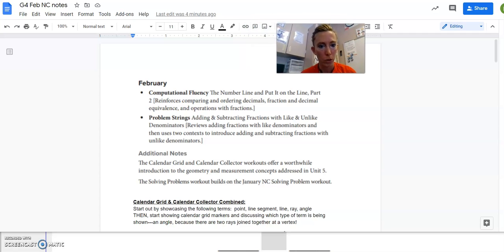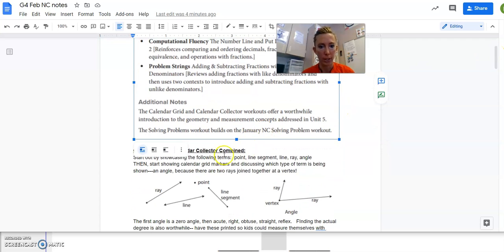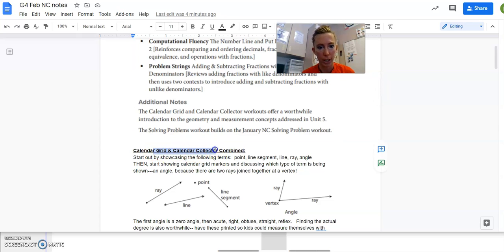All right, February number corner. Here's Bridges' ideas, heavy hitters right here. They would say, and additional notes. After looking through all of February and knowing what we're doing in the classroom, I would actually focus on the calendar grid and the calendar collector. I would actually put those together as one.